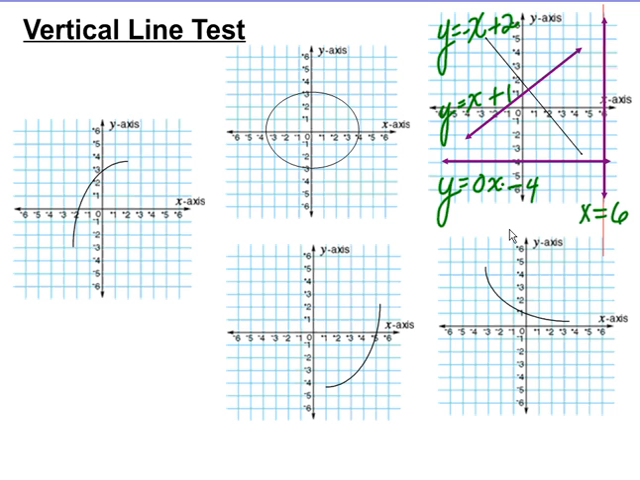So we know how to find a function now by using mapping diagrams, by using ordered pairs, by using tables, and by using graphs. Hopefully this helps you in identifying functions.